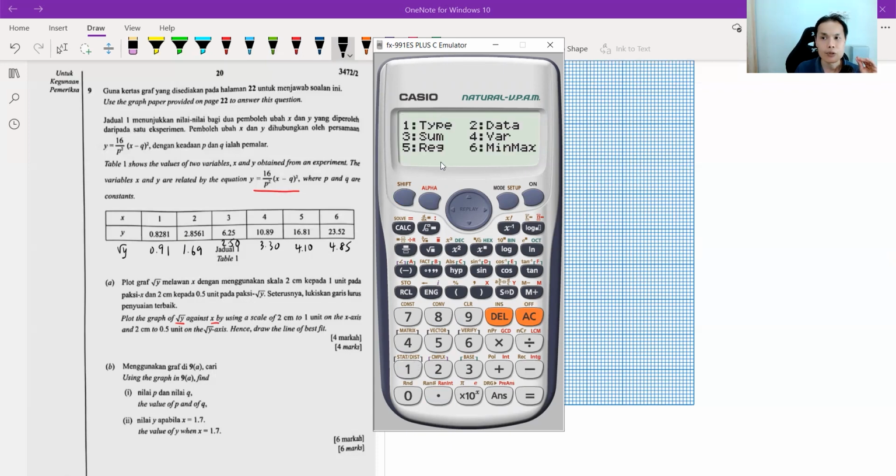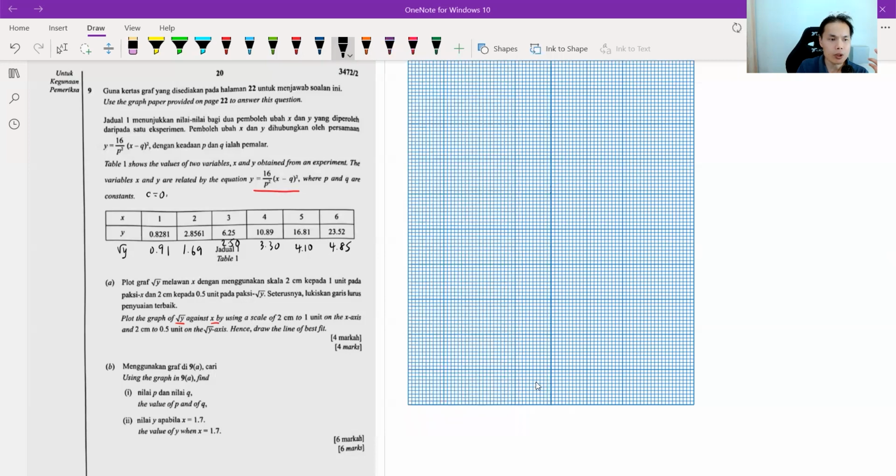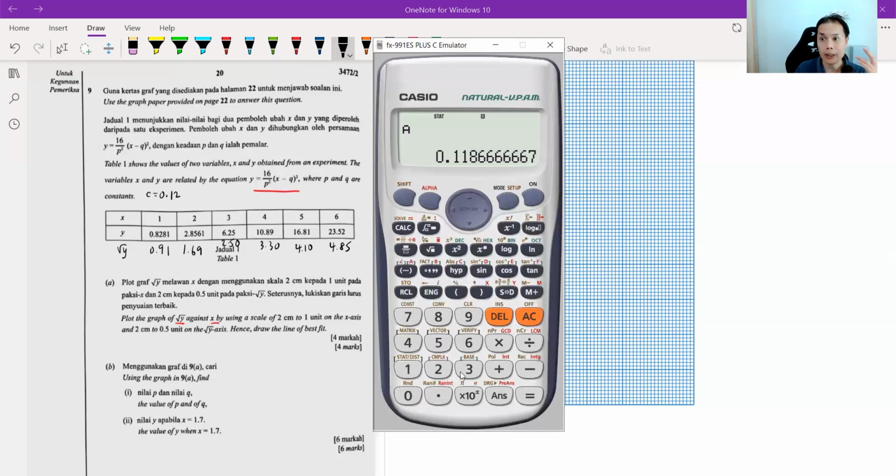Go to number 5, regression, and press 1 for A. A represents your y-intercept, and my y-intercept is 0.1186, about 0.12. You might get slightly more or slightly less, but it doesn't matter, around 0.118.